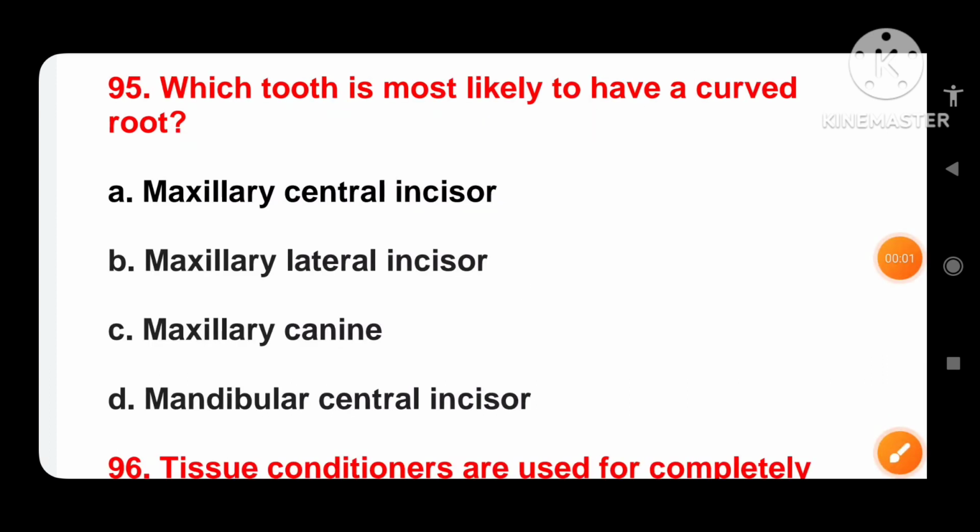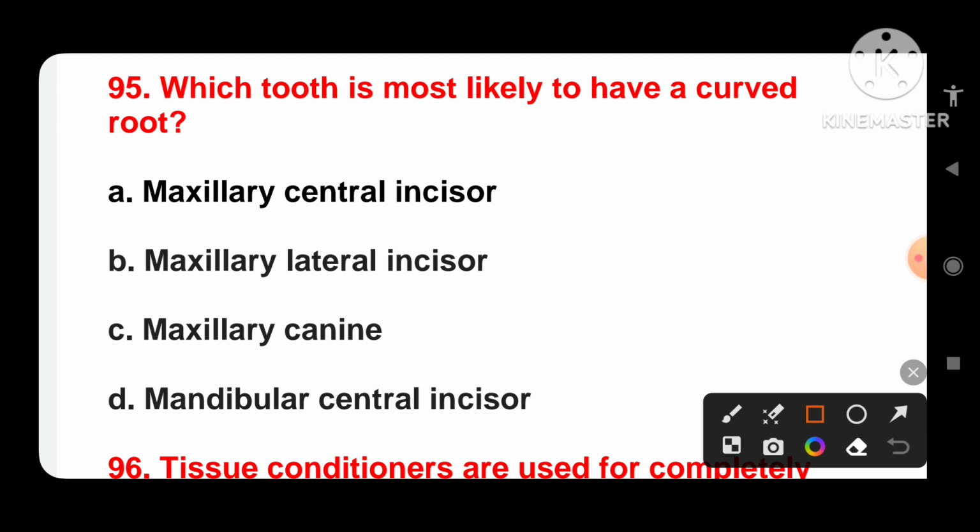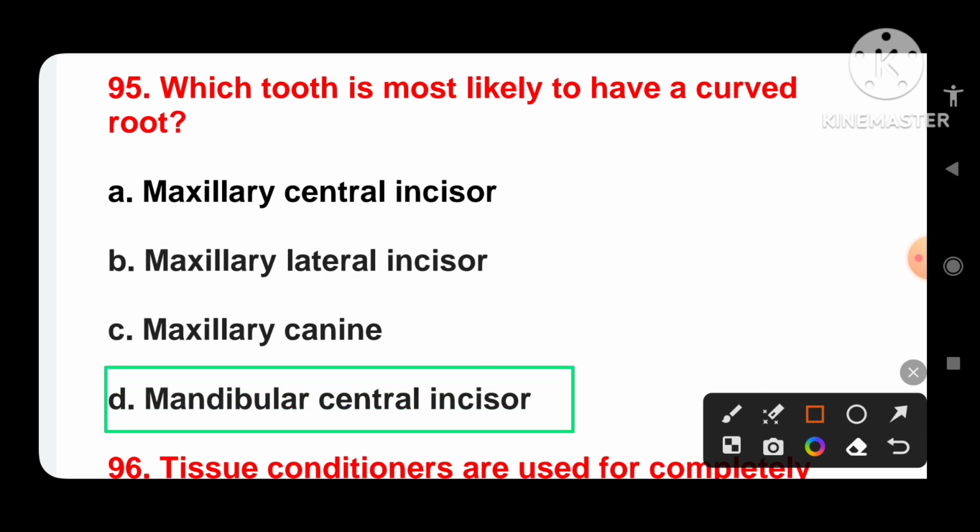Next question is, which tooth is most likely to have a curved root? Options are maxillary central incisor, maxillary lateral incisor, maxillary canine, or mandibular central incisor. And the correct answer is mandibular central incisor is the most likely to have a curved root.